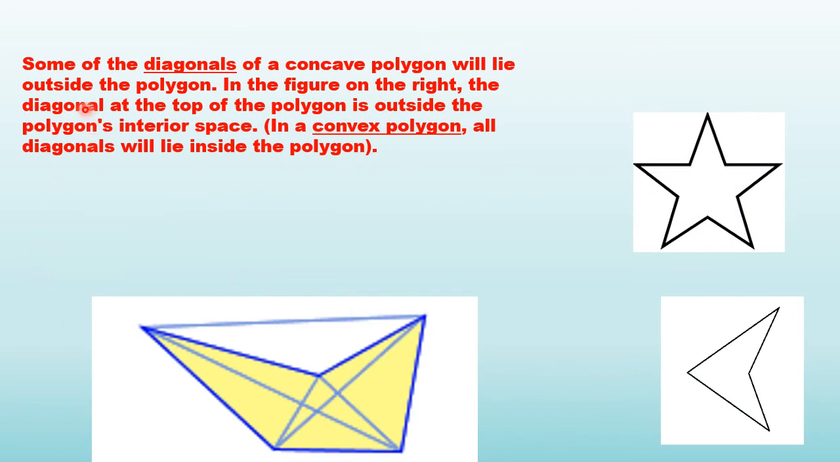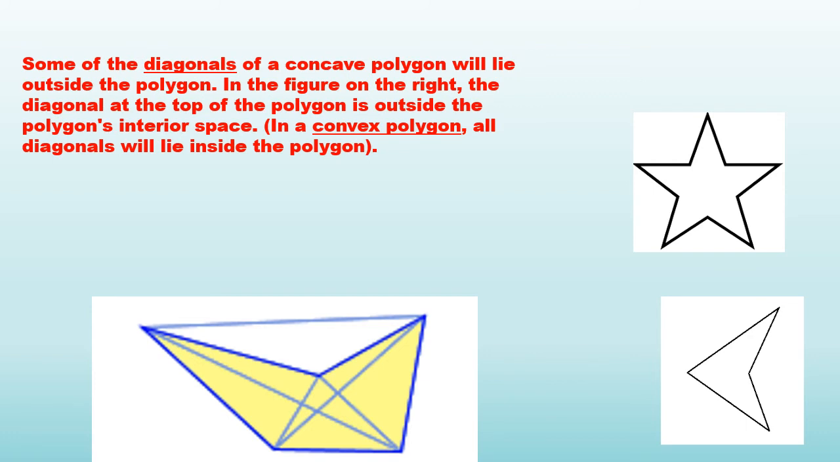One more property about the diagonals of a concave polygon is that a diagonal will lie outside the polygon. Not all the diagonals, some of the diagonals. Here you can see one diagonal is lying outside the polygon, others are inside, but one is lying outside the polygon. Even if one is lying outside the polygon, then it is a concave polygon.